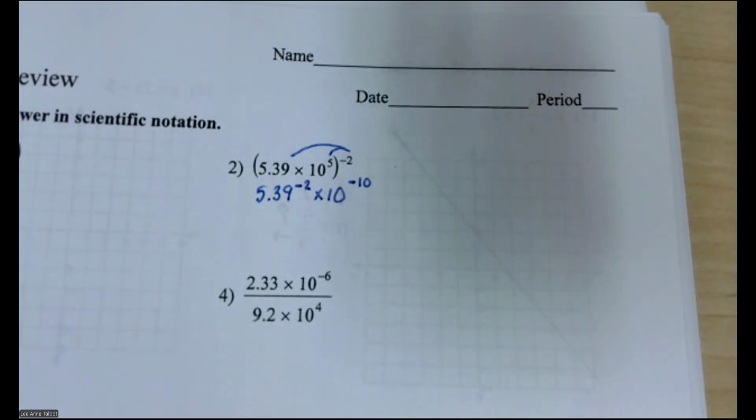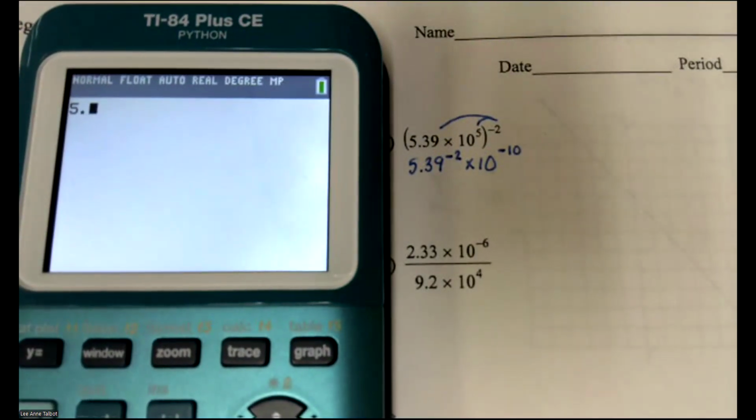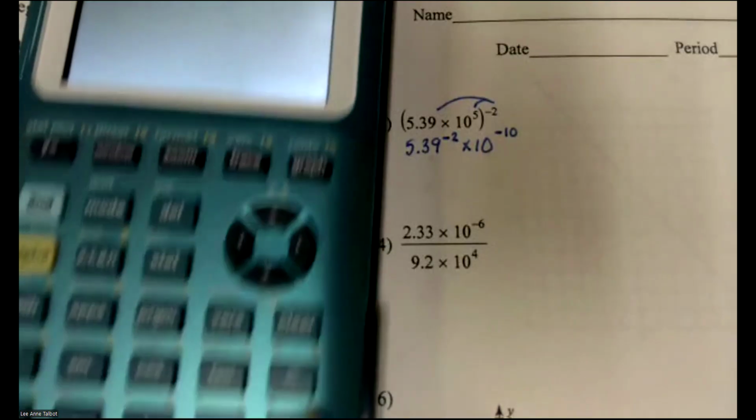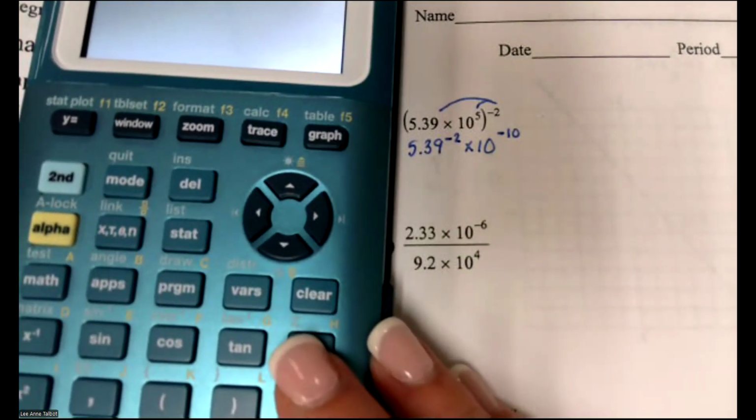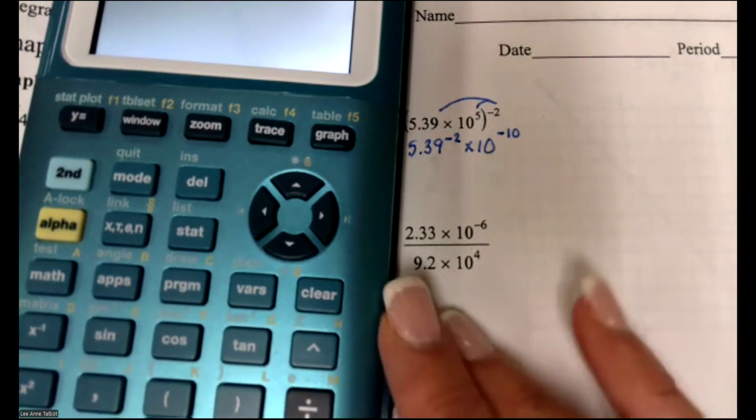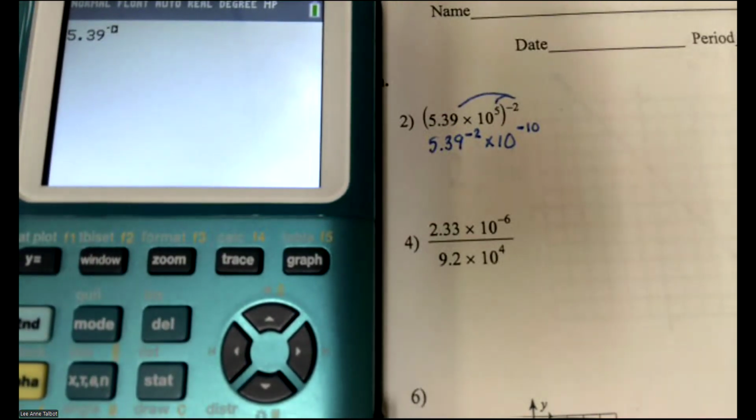Okay, now did you know that you could do a negative power on the calculator? It might be your first time. So what you do is you go 5.39 and then the power button is this upward caret on my calculator. All calculators are different, but whatever your exponent button is, and then negative 2.